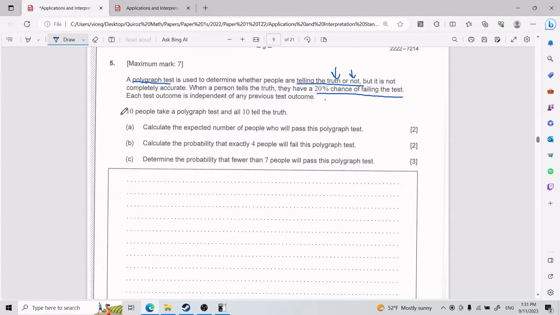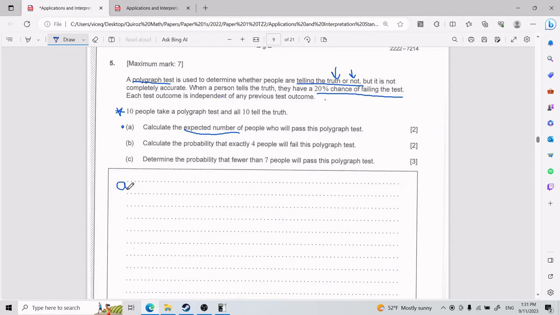Cool. They tell us that 10 people take a polygraph test and all 10 tell the truth. So there are no liars here in the 10 guys that took the test, but there is still a chance that the test says that they're lying. Even if they're all telling the truth, the test can be wrong. It's a calculation error. That's the context. So for part A, we need to calculate the expected number of people who will pass this polygraph test.